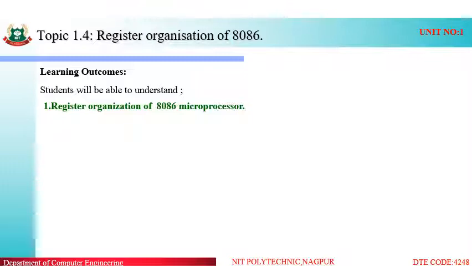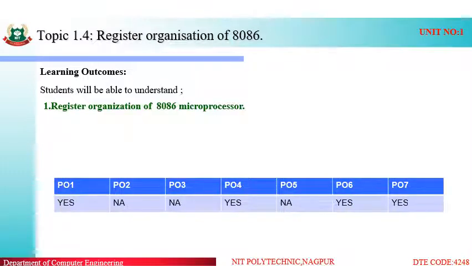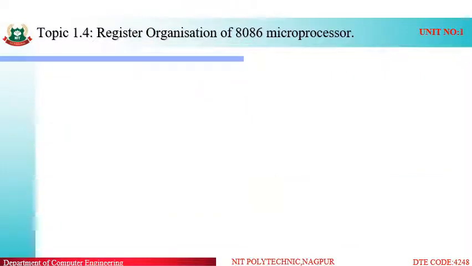This is the most important question. This question is asked in every MSBTE exam. So unit 1 is very important. Most of the topics we are dealing with will be asked in your MSBTE examination. POs satisfied are PO1, PO4, PO6 and PO7.